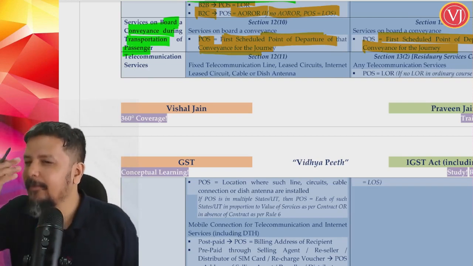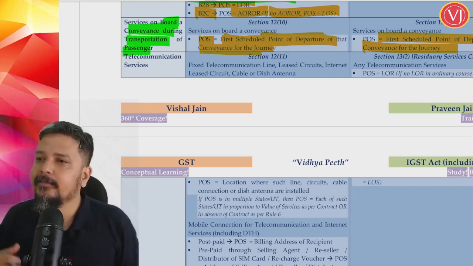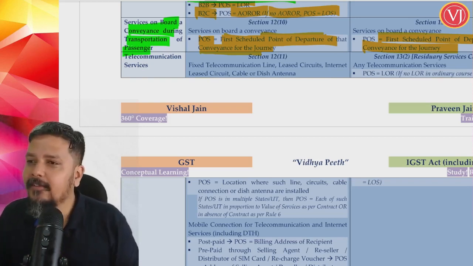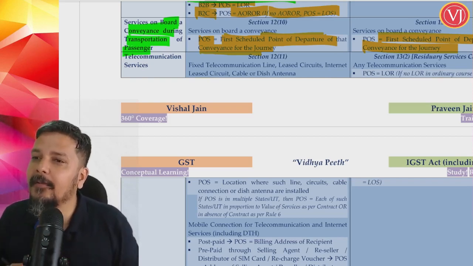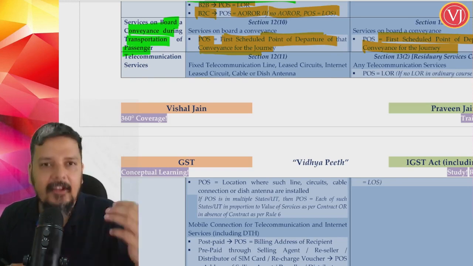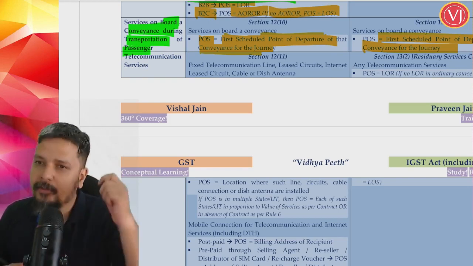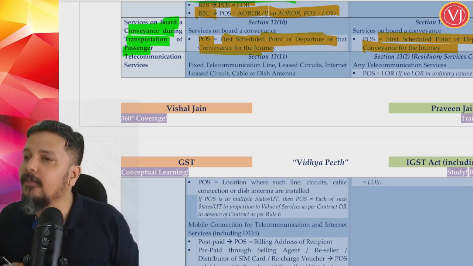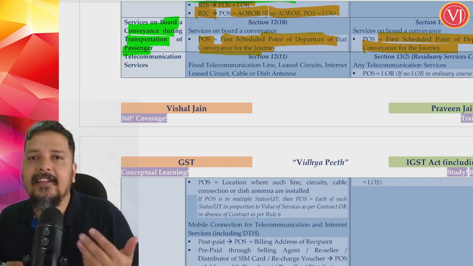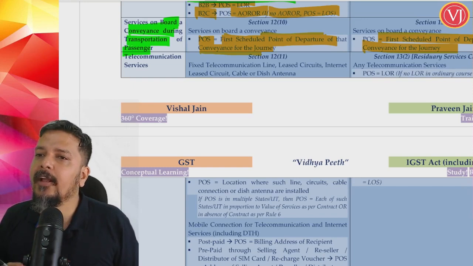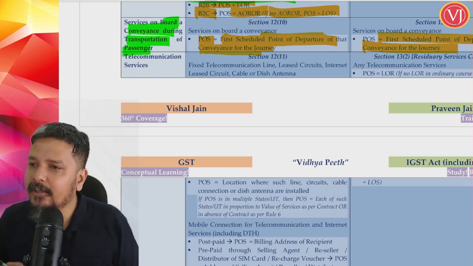Correct? I mean, why am I making an example of an airline? Train. They will come and take your orders. What is the place of supply for them? It is very common that when you are traveling in a train, 110%, you will surely see a person who is coming and taking your orders. That is a classic example of services on board a conveyance during your journey.